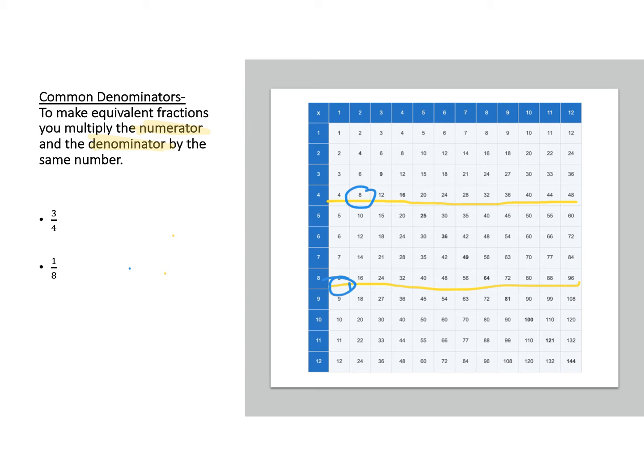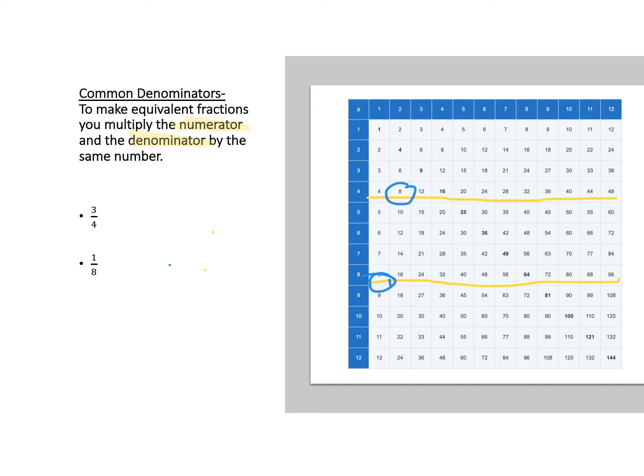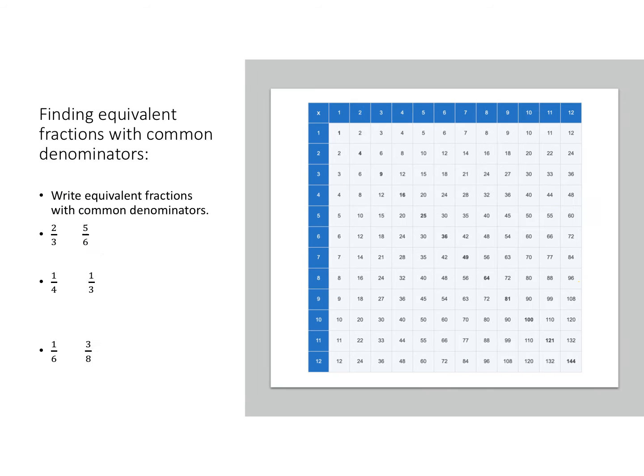So I know that 1/8, I don't have to do anything with the 1/8 because it's already in eighths, so I'm going to keep it as 1/8. Then, when I change the 3/4, I'm going to have to multiply both of those by the number 2. And I can see that along the 2 line on my multiplication chart. So 3 times 2 is 6, 4 times 2 is 8, and we have equivalent fractions.